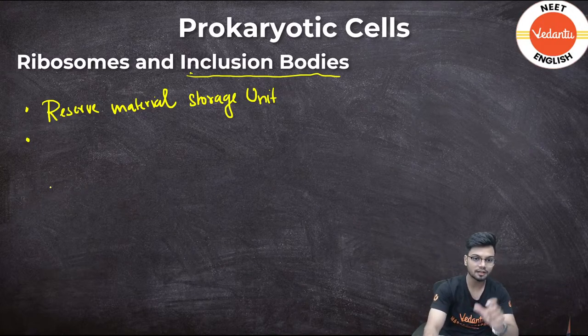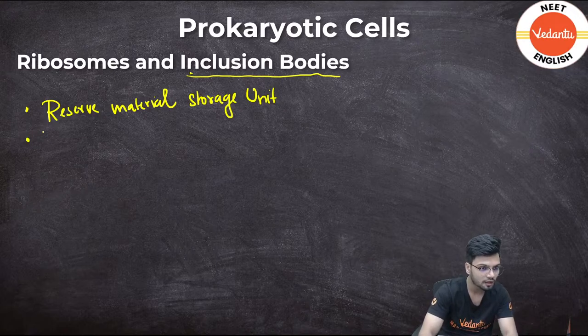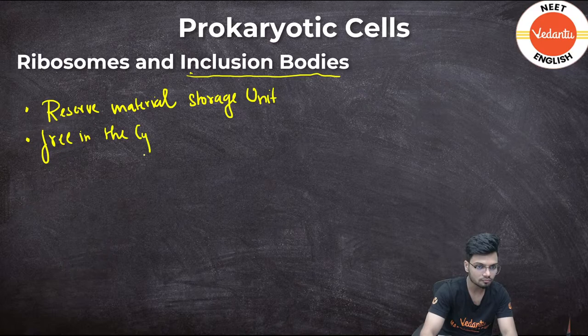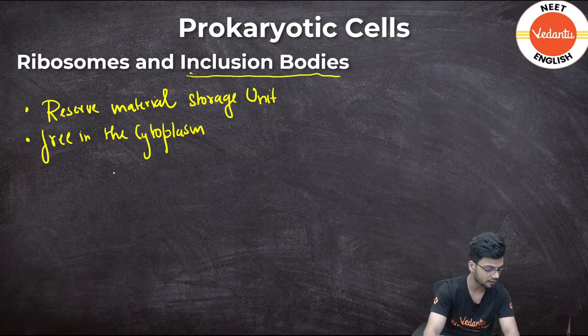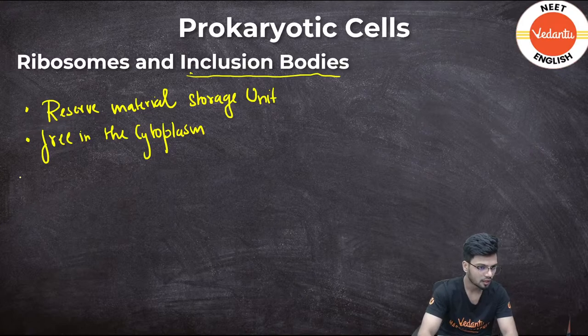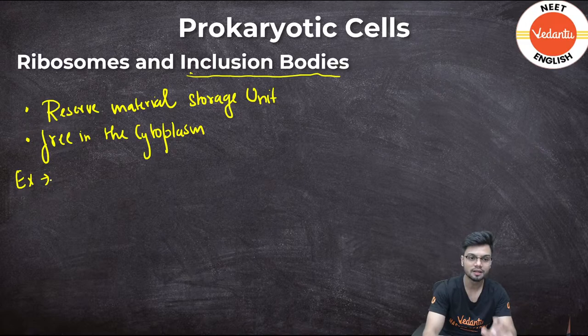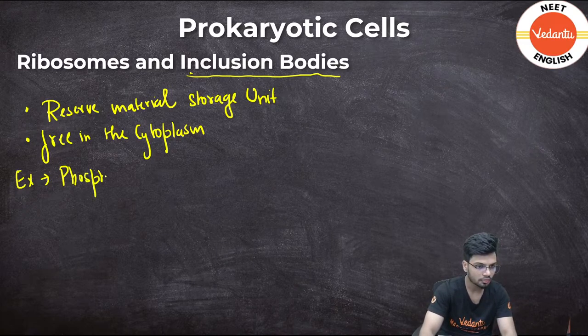This particular inclusion body is actually completely floating. It is completely free in the cytoplasm. Clear? Now, there are a few examples given in your NCERT, which all of you need to remember. That is your phosphate granules.